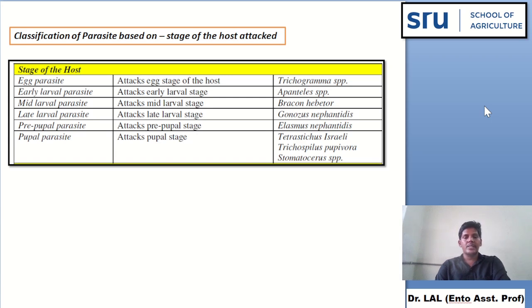Late larval parasites attack the late larval stage, that is Goniozus nephantidis. Prepupal parasites attack the prepupal stage, that is Elasmus nephantidis. Pupal parasites attack the pupal stage, that is Tetrastichus israeli, Trichospilus pupivora, and Stomatoceras species.